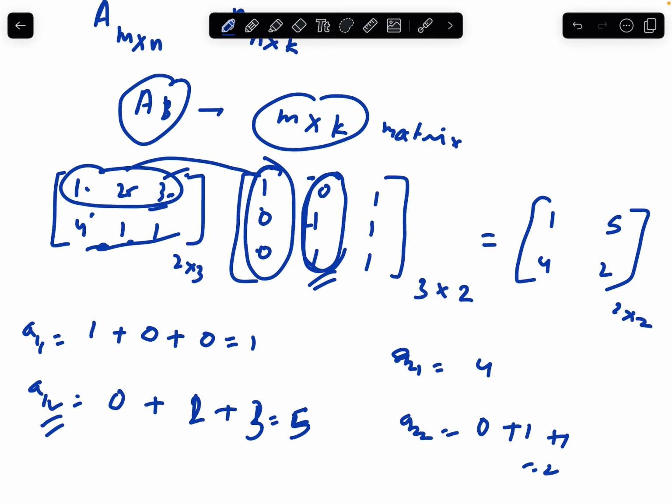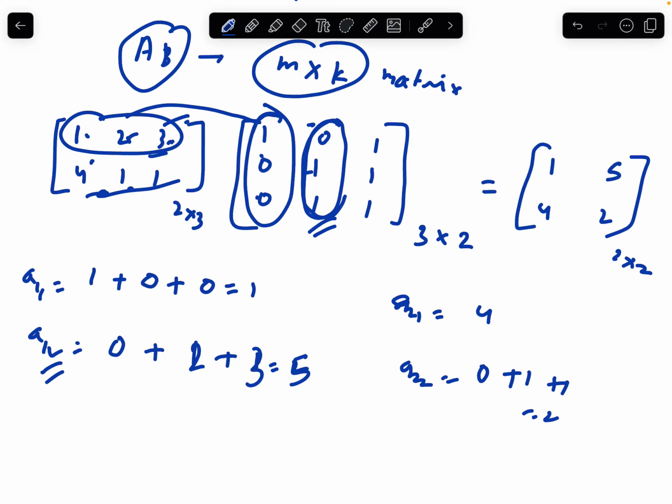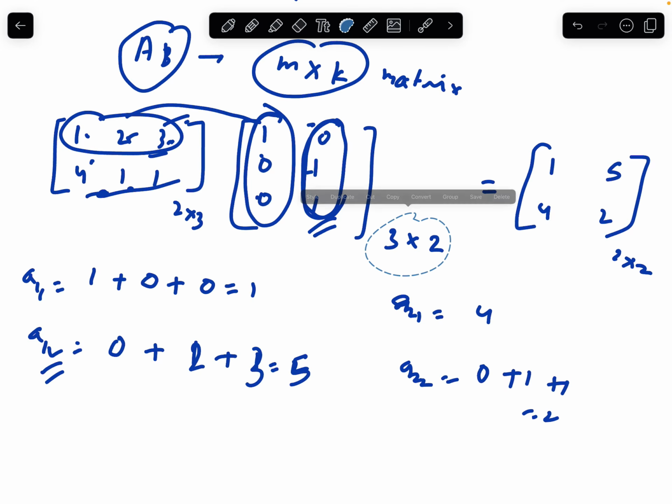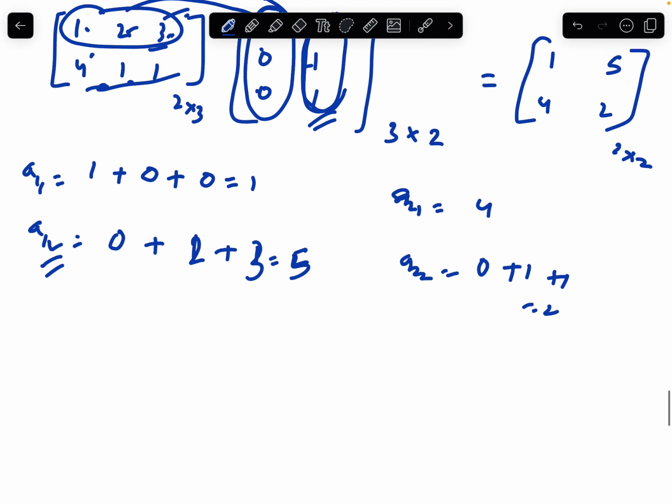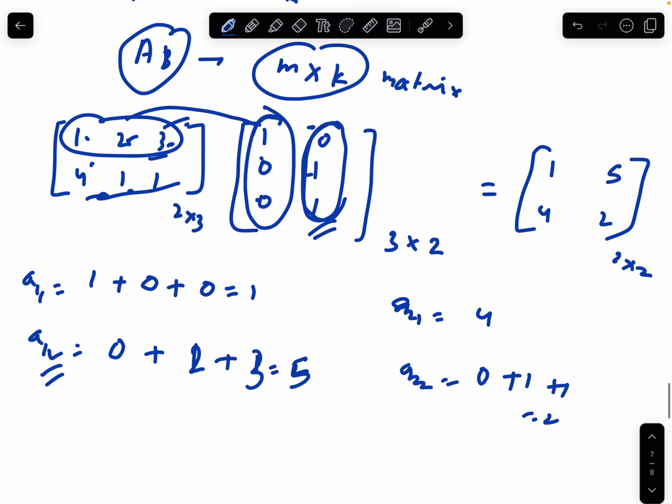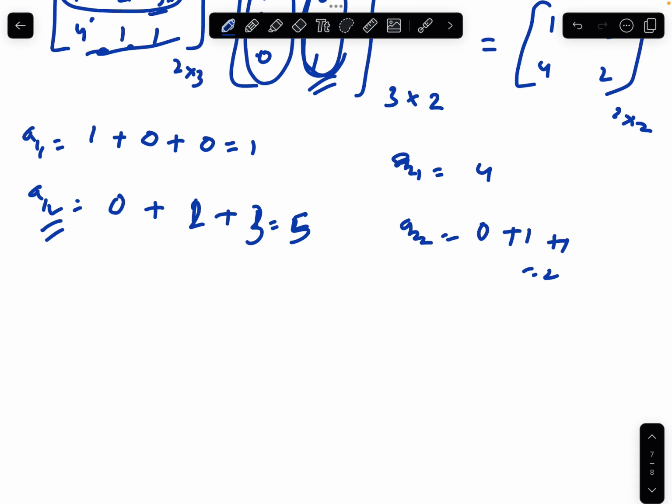Okay, so this is 3 by 3, right? Or let's make it like this. Fine. All right. So I hope matrix multiplication is also clear. Let's try to do this one.